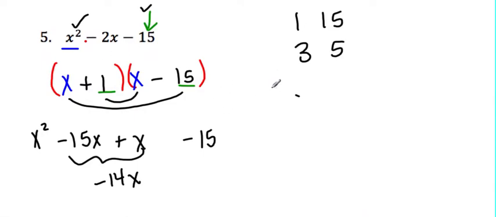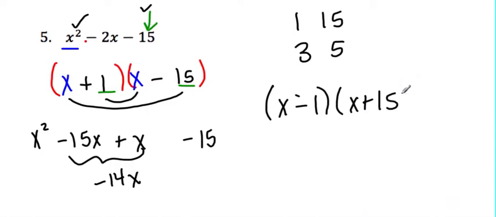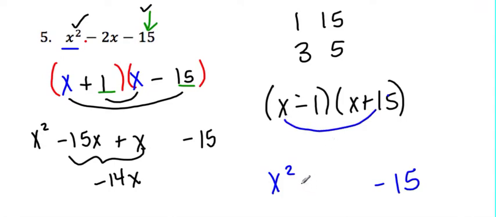So you might argue, what if I'd written x minus 1, and then x plus 15? Check those numbers. X times x would give me x squared. -1 times a positive 15 would give me -15. So what I did was I changed my signs, which is okay because it gave me -15. So now check your outer and inner. x times 15 would be 15x. -1 times x would be -x. So this would go to 14x, which is not what I need.